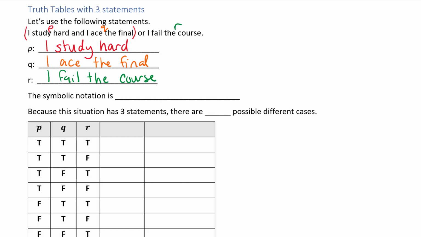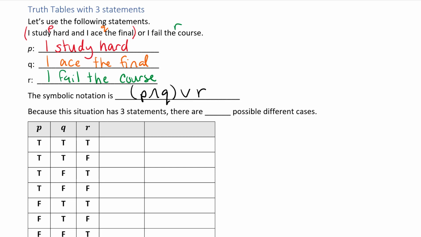Okay, so the symbolic notation is going to be, we start with parentheses, and then I have I study hard and I ace the final. So I study hard, that's going to be the P, and that's a conjunction. I ace the final, that's Q. And that's in the first set of parentheses. Or, so that's going to be a disjunction, I fail the course, which is R.